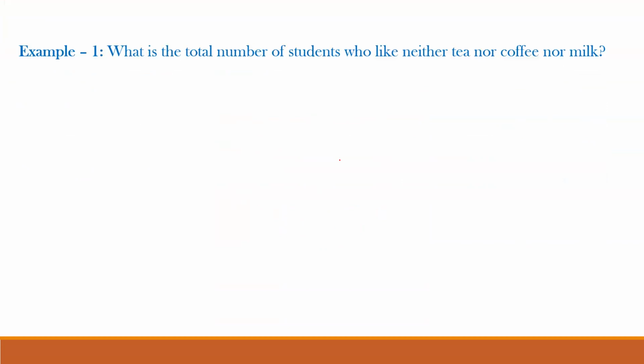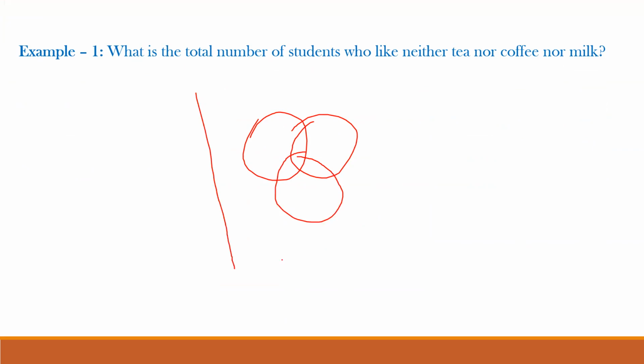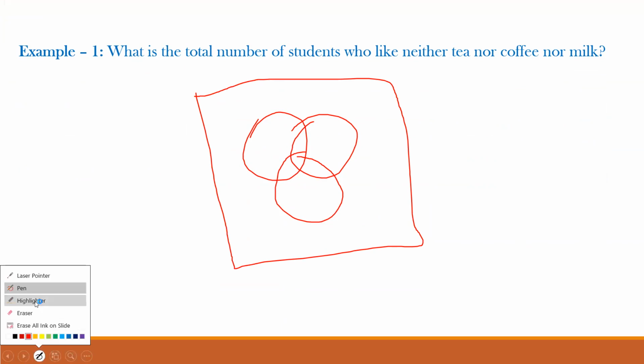So I hope you have taken down the previous diagram because all the example questions are based on the same diagram. So moving on to the example: what is the total number of students who like neither tea nor coffee nor milk? So you have tea, coffee, and milk, and you have this universal set. So what have they asked? Those students who belong to this region.